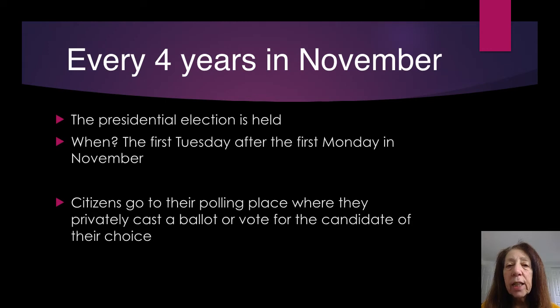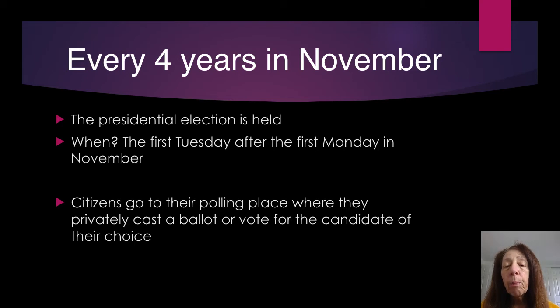The national election is held every 4 years and always, always in November. It's called the first Tuesday after the first Monday in November. Why? Because our founding fathers set it up that way. I don't really know. November is a good month. Not too cold, not too hot.